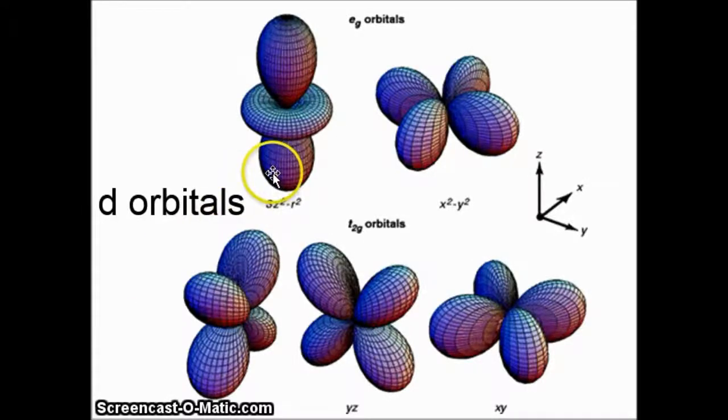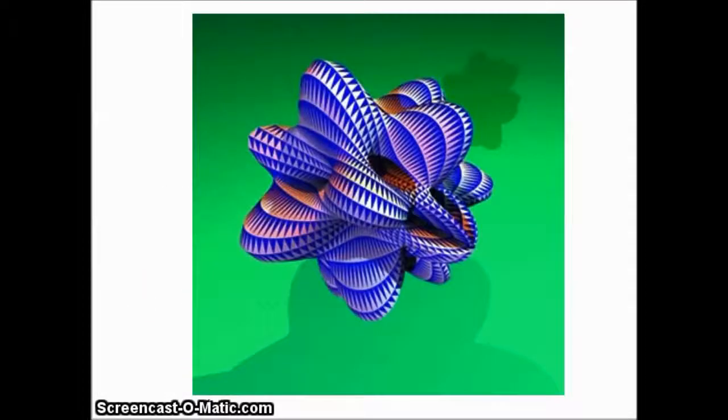The d's, now this is not something that I want you to draw, this is just something that we can take a look at. Here are the 5 d orbitals. We can see that they kind of get more and more complex. If we try to put all these together, we get something like this. Not something that we're going to need to draw.